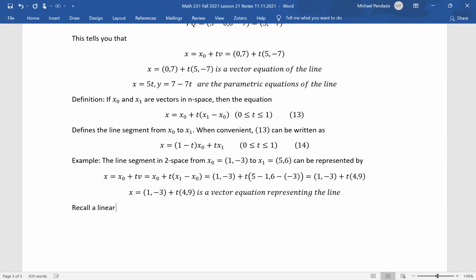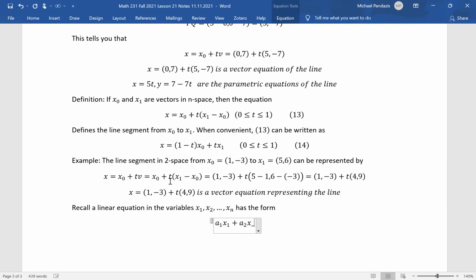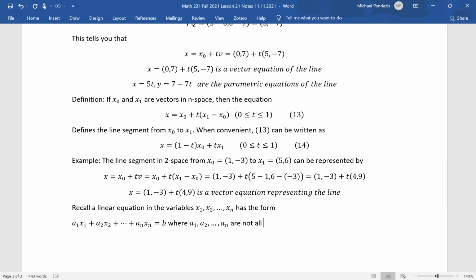So recall a linear equation in variables x1, x2, through xn has the form a1 x1 plus a2 x2 plus ... plus an xn equals b, where a1, a2, meaning each of them, all of them, through an are not all 0.